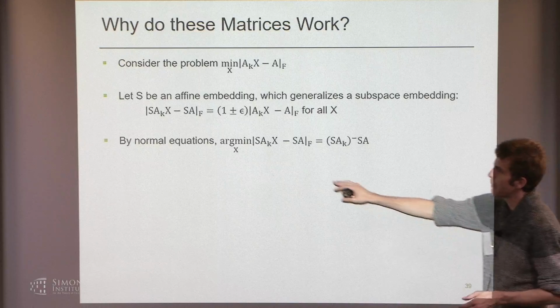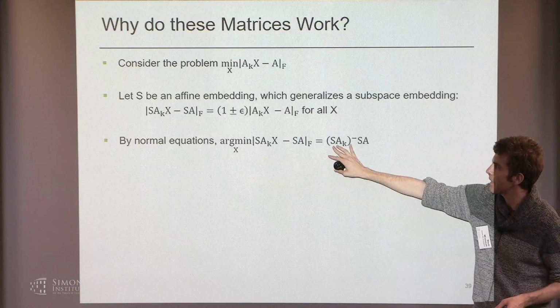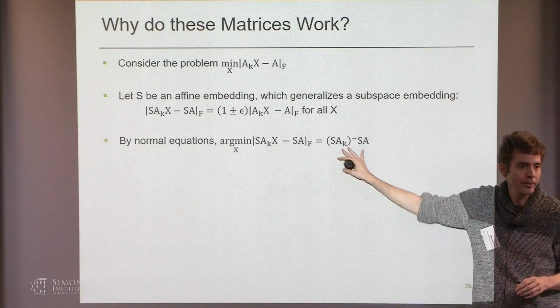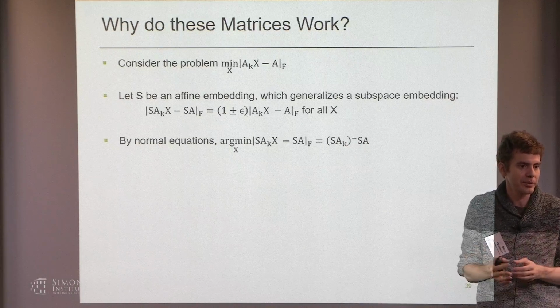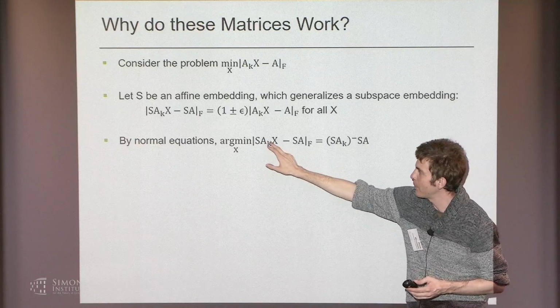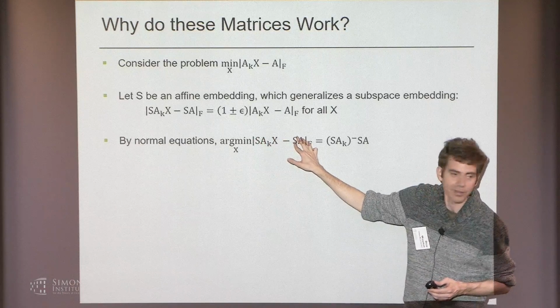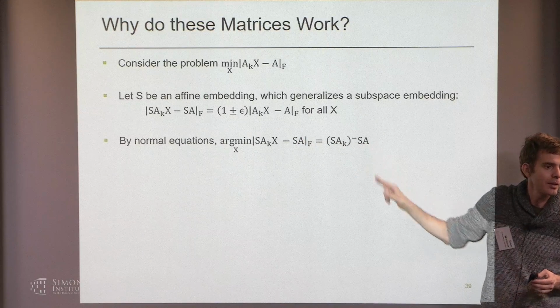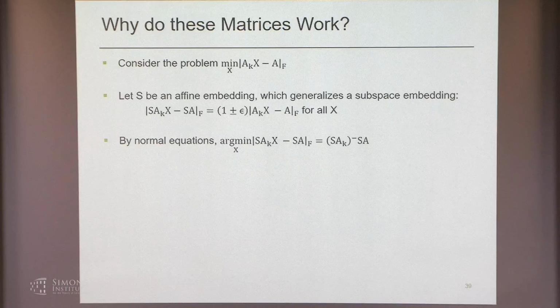The solution, the minimizer X, is (SA_k) inverse times SA, a pseudo inverse. Remember we looked at pseudo inverses. We said the solution to a regression problem is this pseudo inverse times this. So that's the solution. Okay, what was the point of all this, right? We don't know A sub k. So why did I do this?